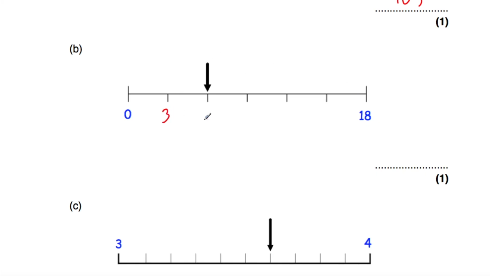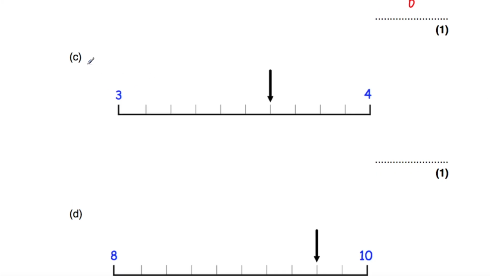So that means that this would be 3, this would be 6, 9, 12, and 15. And that means that the arrow is pointing to the number 6. So the answer is 6. Another way to do it is to say, well, to get from 0 to 18, altogether it's going to be bigger by 18 in 1, 2, 3, 4, 5, 6 steps. 18 divided by 6 is 3, so it's getting bigger by 3 each time.